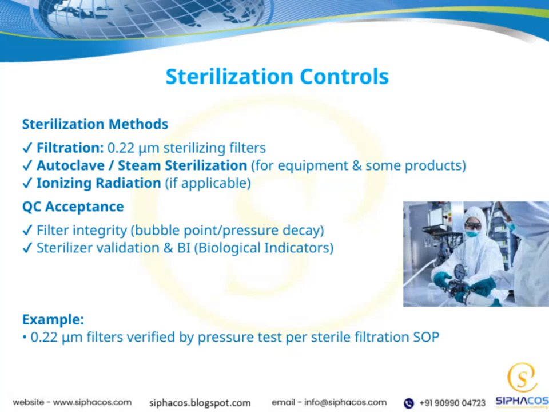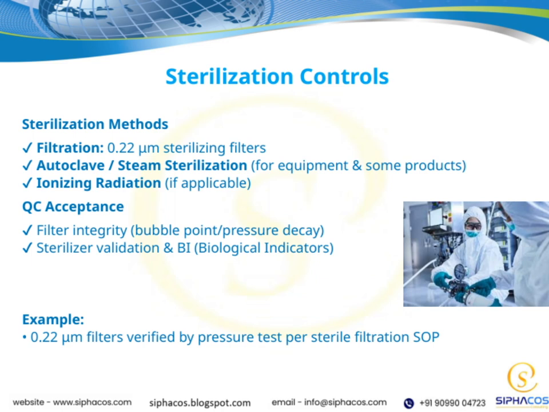Now, let's take a closer look at sterilization controls. First, we have the sterilization methods. One common method is filtration, specifically using 0.22 micron sterilizing filters. These filters are critical because they effectively remove bacteria and other contaminants from liquids, ensuring product safety.